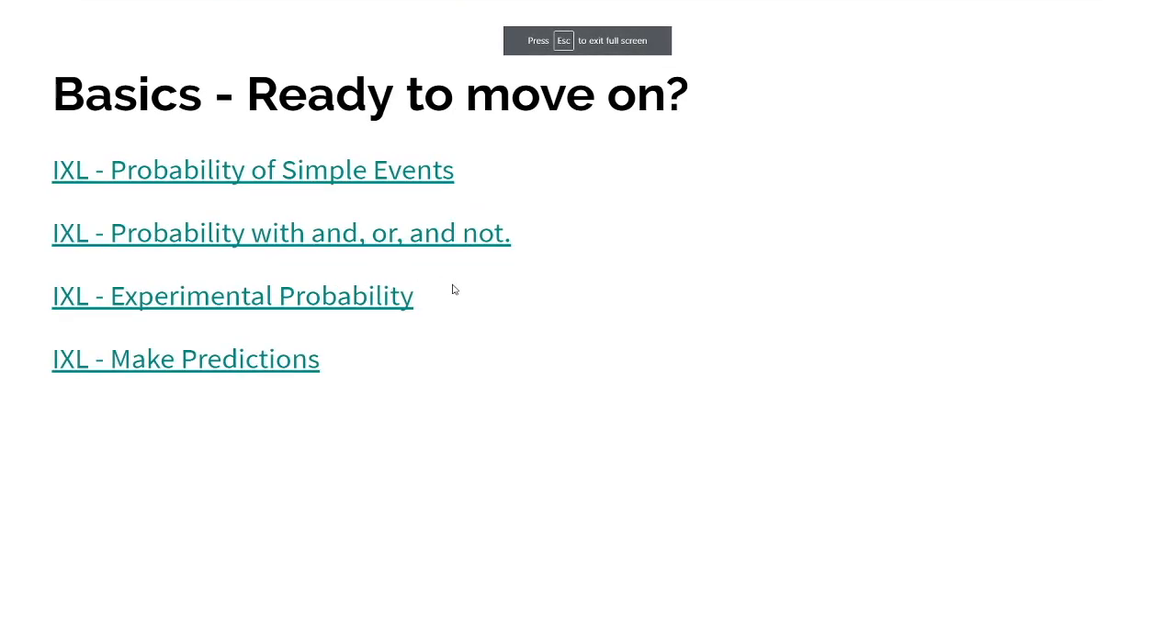If you think you're ready to move on but you're not quite sure, here are 4 of the 7 IXL recommended skills. These are 8th grade level IXLs, but they do cover the basics of probability.